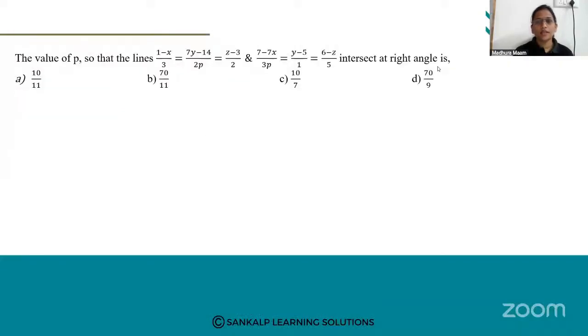ಓಕೆ, ಏನ್ ಕೇಳ್ತಾ ಇದ್ದಾರೆ? The value of p so that the lines (1 minus x) by 3 equals (7y minus 14) by 2p equals (z minus 3) by 2 and (7 minus 7x) by 3p, (y minus 5) by 1, (6 minus z) by 5 intersect at right angle. ಓಕೆ, ಸೊ ಏನ್ ಕೇಳ್ತಾ ಇದ್ದಾರೆ? ಎರಡು ಲೈನ್ಸ್ ಕೊಟ್ಟಿದ್ದಾರೆ ಇನ್ ಕಾರ್ಟೇಶಿಯನ್ ಫಾರ್ಮ್, ಈಕ್ವೇಶನ್ ಕೊಟ್ಟಿದ್ದಾರೆ ಕಾರ್ಟೇಶಿಯನ್ ಫಾರ್ಮ್ ನಲ್ಲಿ. ಒಂದ್ರಲ್ಲಿ ನೋಡ್ಬೋದು ಪಿ ಅನ್ನೋದು ಒಂದು ಅನ್ನೋನ್ ಇದೆ.